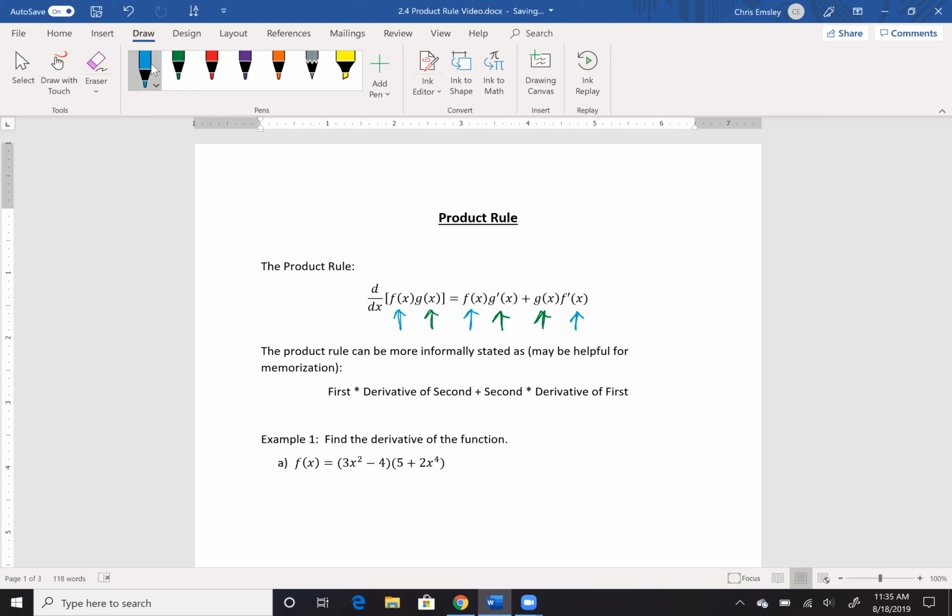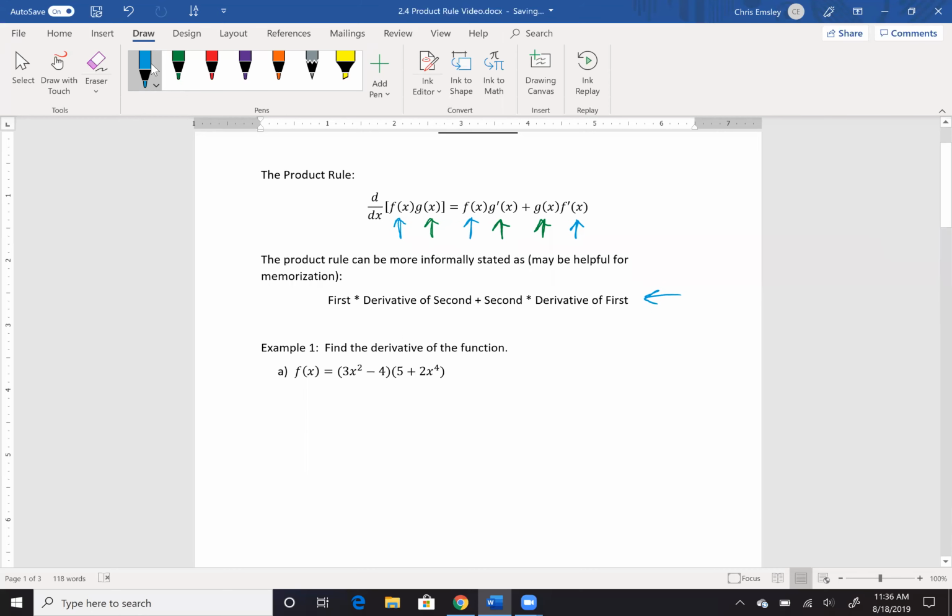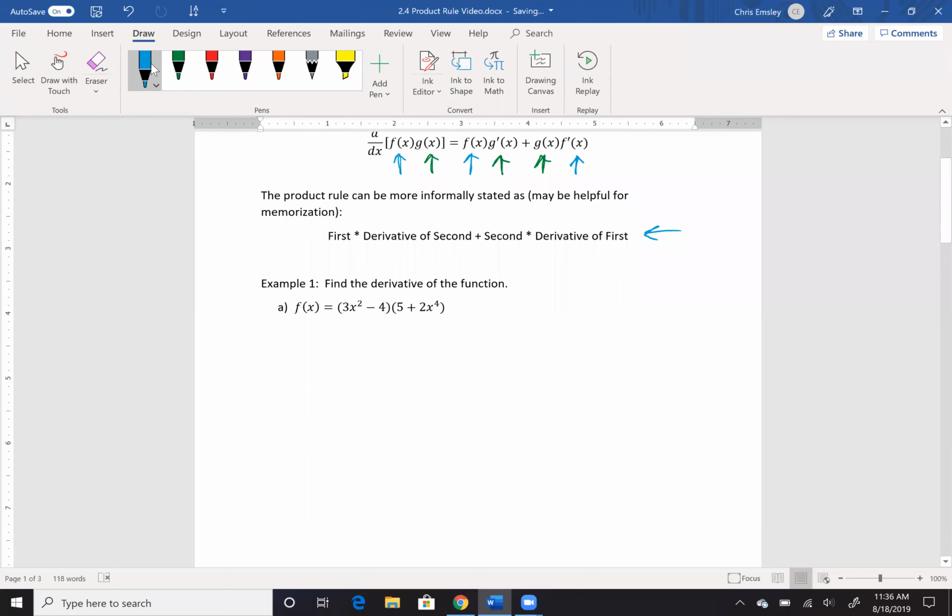I have to be honest, when I have this memorized and I'm using it, what's going on in my head is I'm writing out the derivative is the first, and what I mean there is the first factor times the derivative of the second plus the second times the derivative of the first. You're gonna have to commit this to memory. Okay, the product rule is something you'll see pretty frequently throughout the class. So here's an example of how we would apply it.